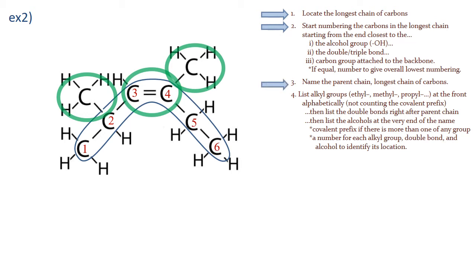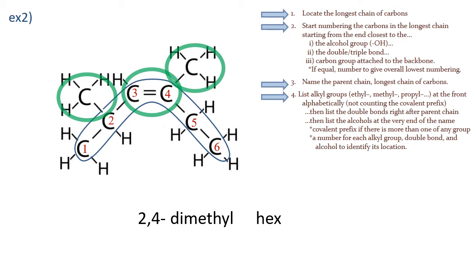Now to name it, I name the parent chain. The longest chain is 6, which is hex. Then I list my alkyl groups at the front. I have 2 alkyl groups. So a 1 carbon chain is called methyl. 2 one-carbon chains would be dimethyl. And I have to include numbers before that that tell us where the methyl groups are located. And the methyl groups are on the 2nd and 4th carbon. So I put in 2,4 with a dash.